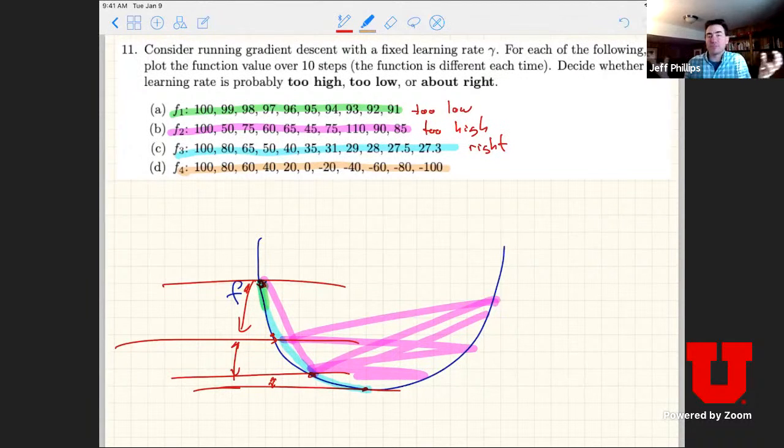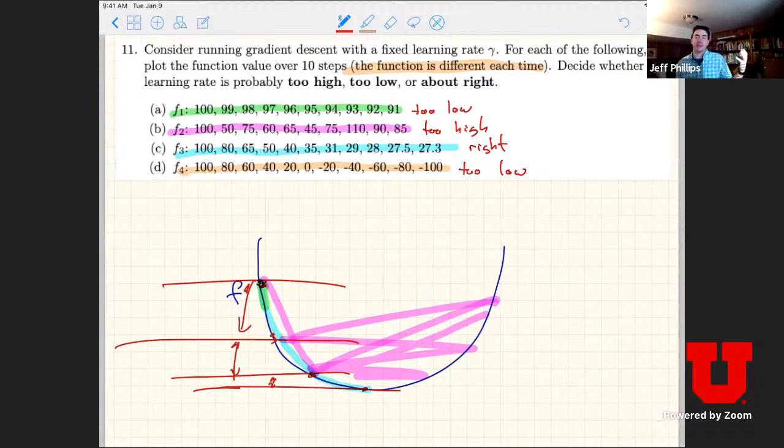So this is a different function, right? This is supposed to say the function is different for every one of the sub questions. And so this one is, again, even though it gets to very low values, just a different function that can get to very small values. So this one is also too low, actually.